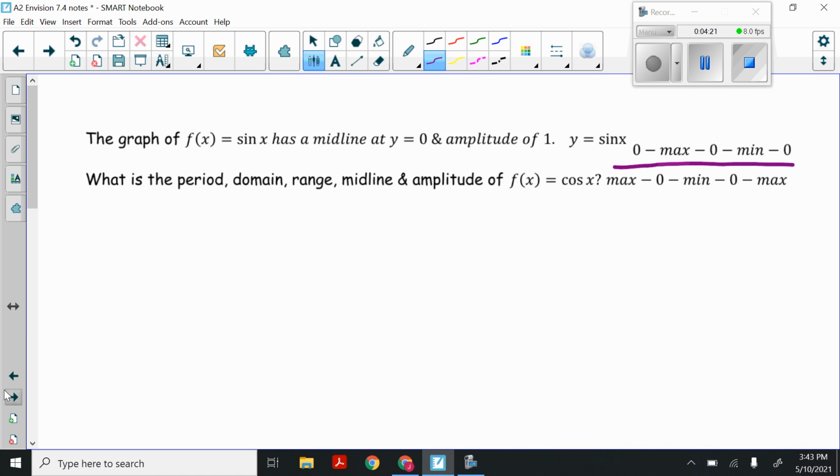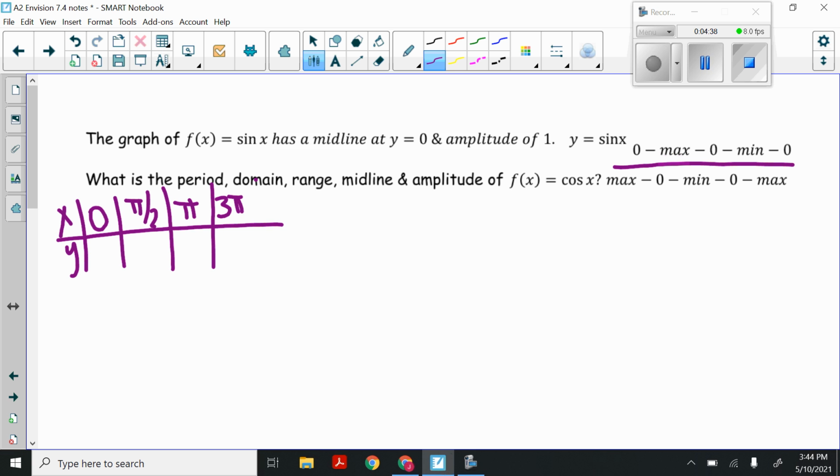So now we're going to talk about cosine. We want to find the period, the domain, the range, the midline, and the amplitude of cosine of x. So again, I'm going to make my xy table. I'm going to use 0, pi over 2, pi, 3 pi over 2, 2 pi, 5 pi over 2, the exact same x's that we used for the sine.